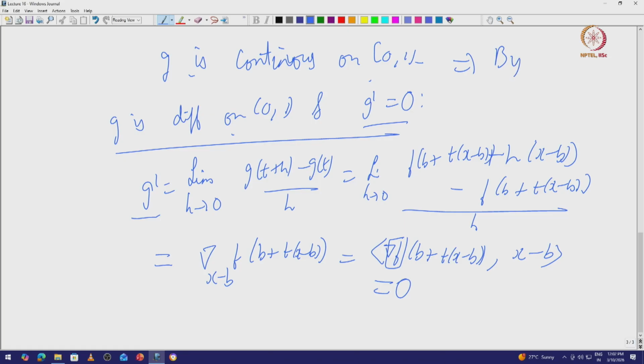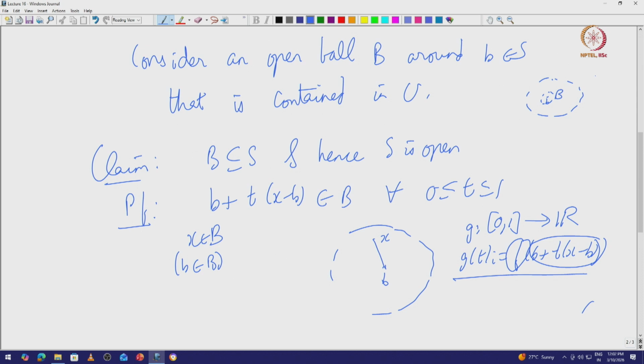So by Lagrange's mean value theorem, g of 1 equals g of 0, which means what? If g of 1 equals g of 0, what have we concluded? That f of x equals g of 0, which is f of b, which is equal to f of a by assumption. In other words, the ball is completely contained in S. So we are done.